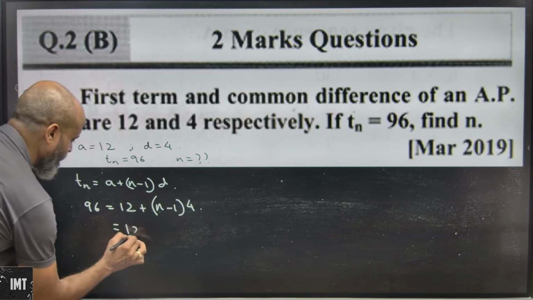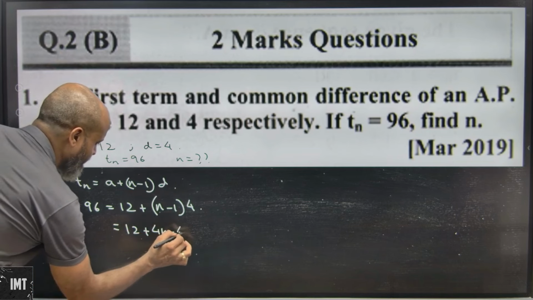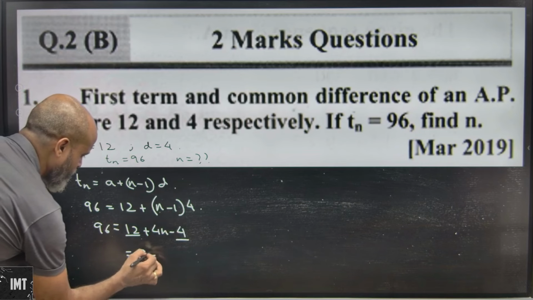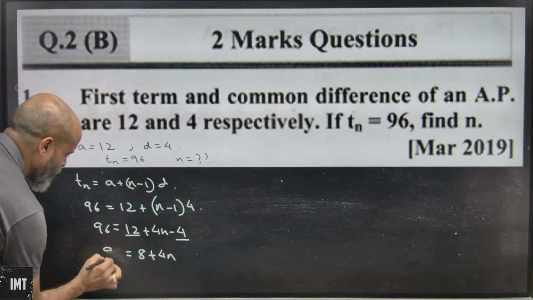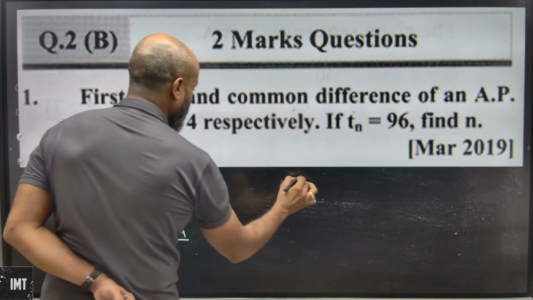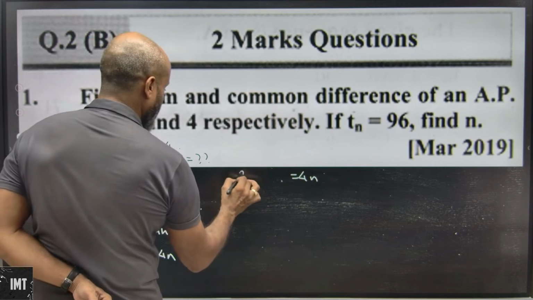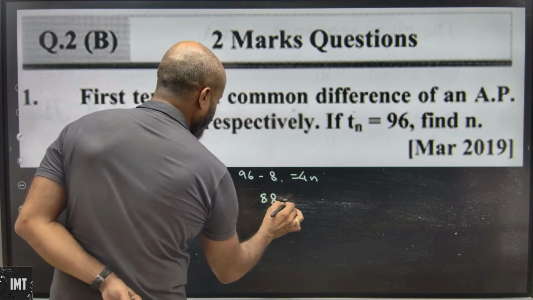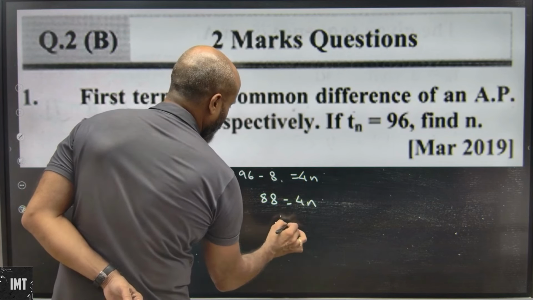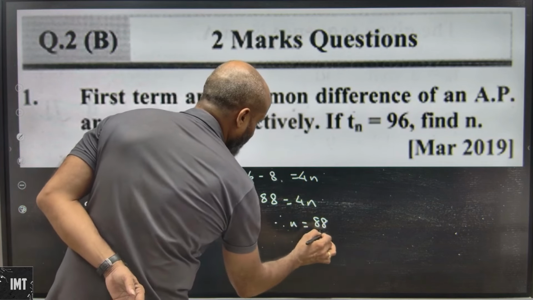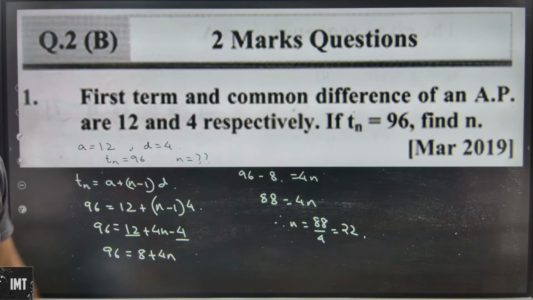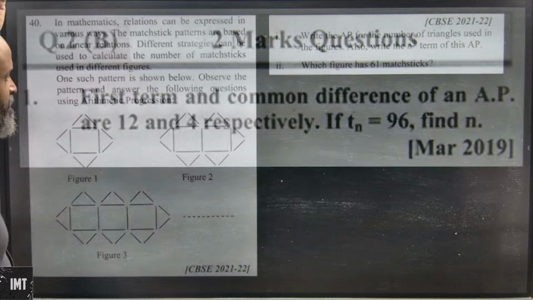So that will be 12 plus 4n minus 4, 96. 12 minus 4, that is 8, plus 4n is equal to 96. That gives you how much? 4n is equal to 96 minus 8. That will be 88 is equal to 4n. So therefore n will have a value of 88 by 4, that is 22. Okay, so the value of n here is 22, 22nd term.